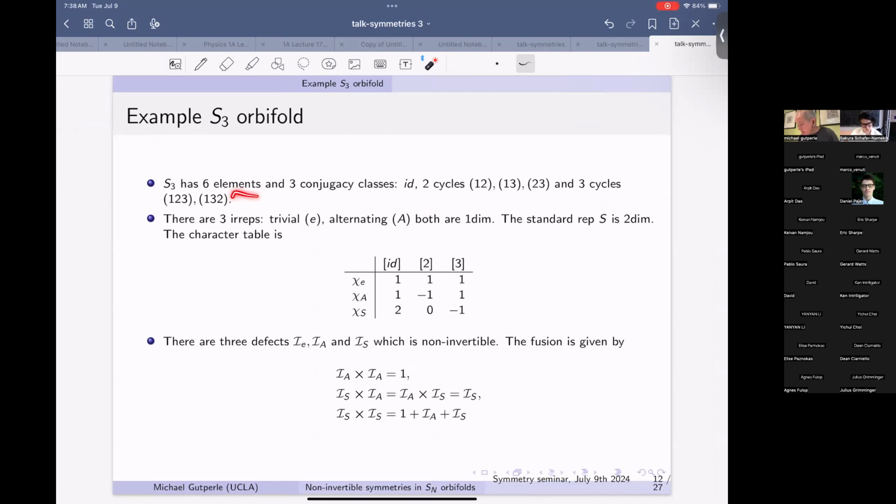This is probably very familiar. It has 6 elements: the identity, three 2-cycles, and two 3-cycles.